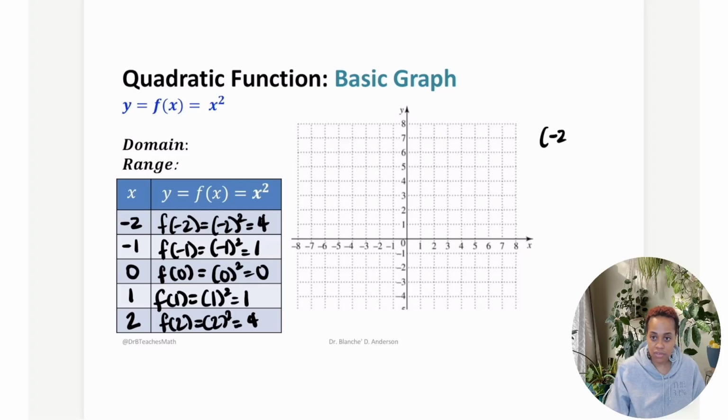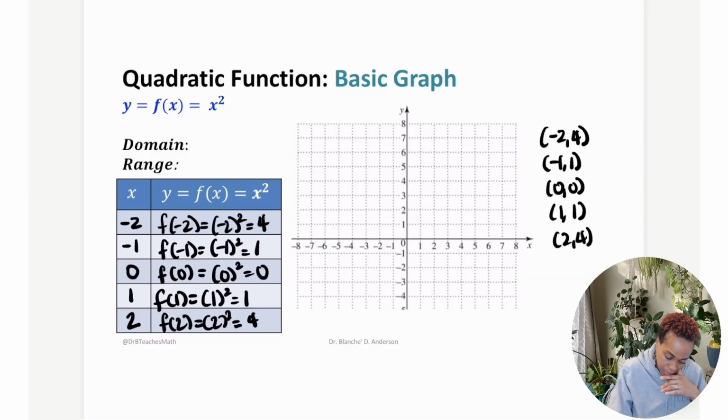So we have our points: (-2, 4), (-1, 1), (0, 0), and then (1, 1), and then (2, 4). So let's plot those points. I'll do blue. So (0, 0) is here, right? And then (2, 4), (-2, 4), and then (1, 1), (-1, 1). Why I went in that weird order, I don't know.